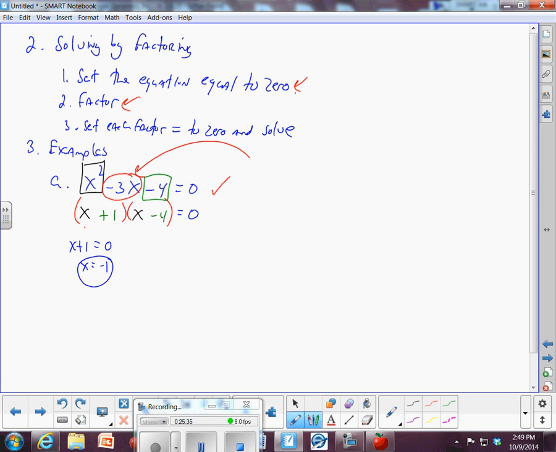Negative 1 in both spots would make the first parentheses a 0 times the second number, giving us 0. For the second parentheses, x minus 4 equals 0, then the x must be a 4. Second value, second answer. If the x's were a 4, I'd end up with 5 times 0, and that's 0. And if the x's were a negative 1, I end up with 0 times a negative 5, and that's 0. Do you follow? So there's our two solutions, and that's what we expected. It was quadratic. We were expecting two solutions. We got two solutions. Let's do another one.